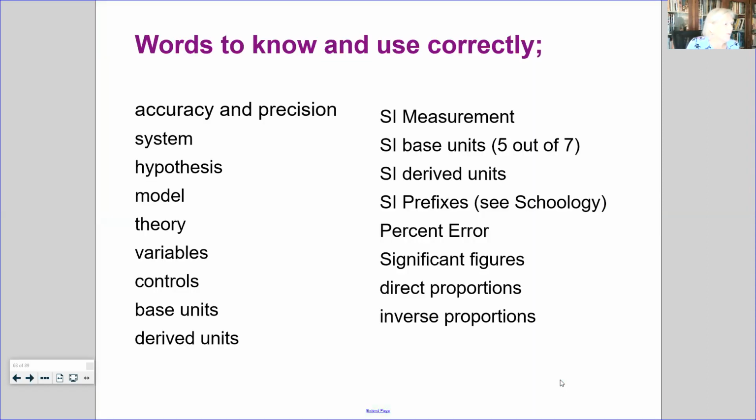These words are on the bottom of your concept map. You can pause and look at these here or check out your class packet. These are words you need to be able to use appropriately.